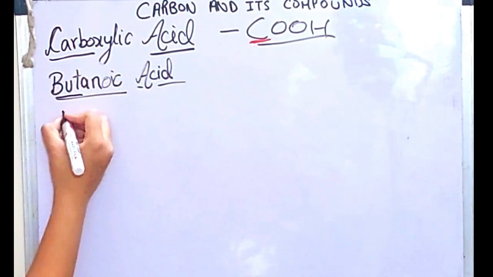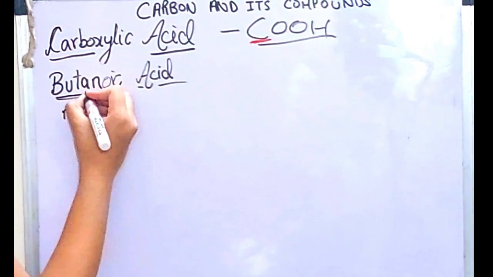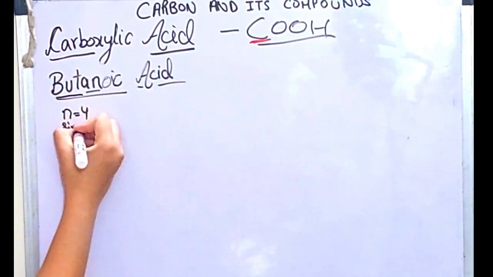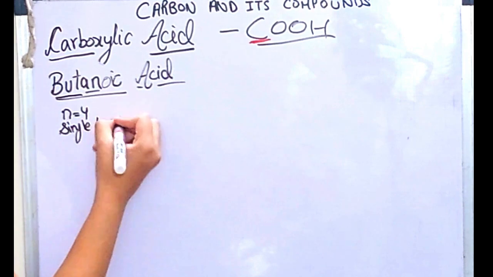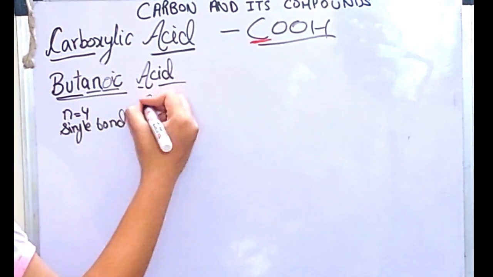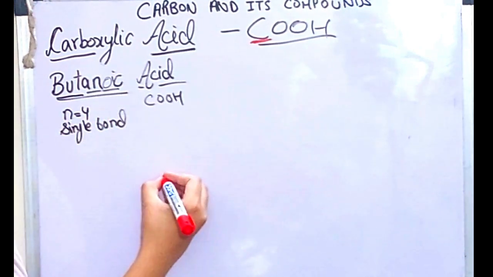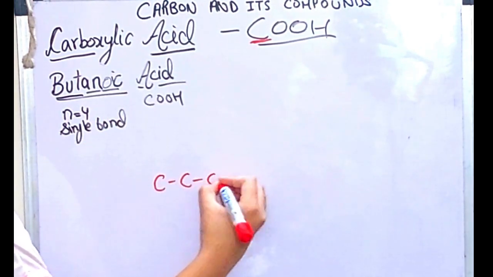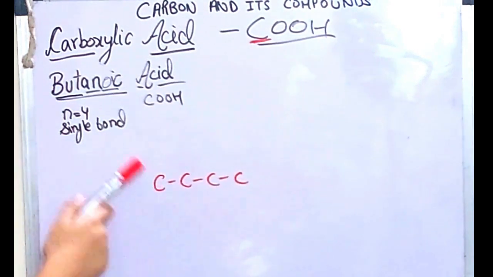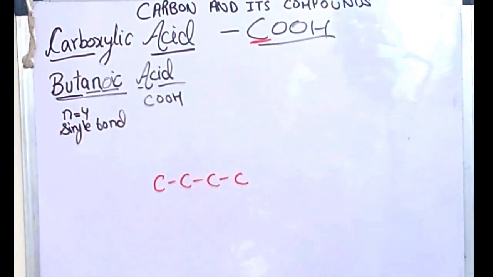This "but" means n equals 4. "an" means single bond. And this "oic acid" means COOH. Right? Correct? I think the red pen is quite visible to you all, so let me try using my red pen. So n equals 4, so 1, 2, 3, 4. Single bond. Okay, single bond.